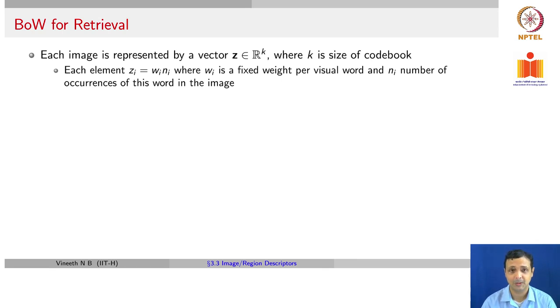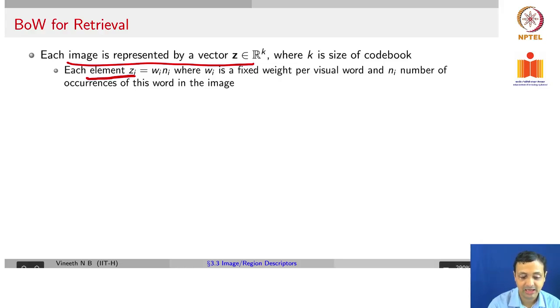Now let's see this in a more well-defined way. So let's imagine that your image now is represented by a vector z belonging to R^k, where k is the size of the codebook or the number of visual words that you choose, which would be a parameter that a user would set for a particular data set.